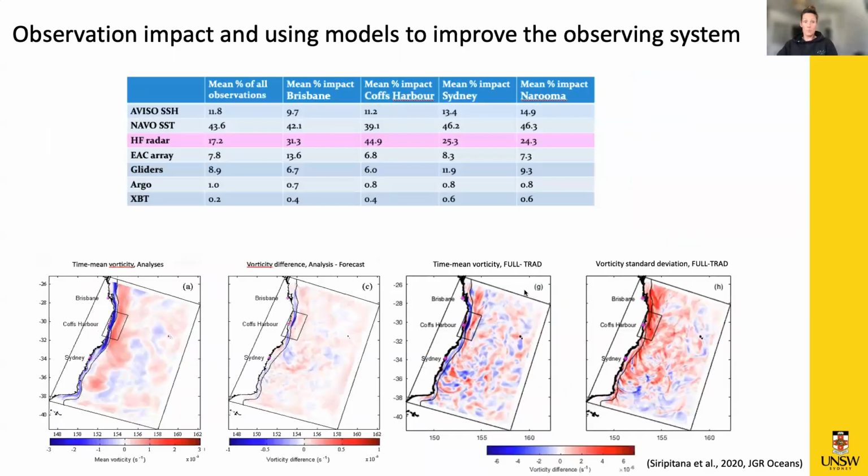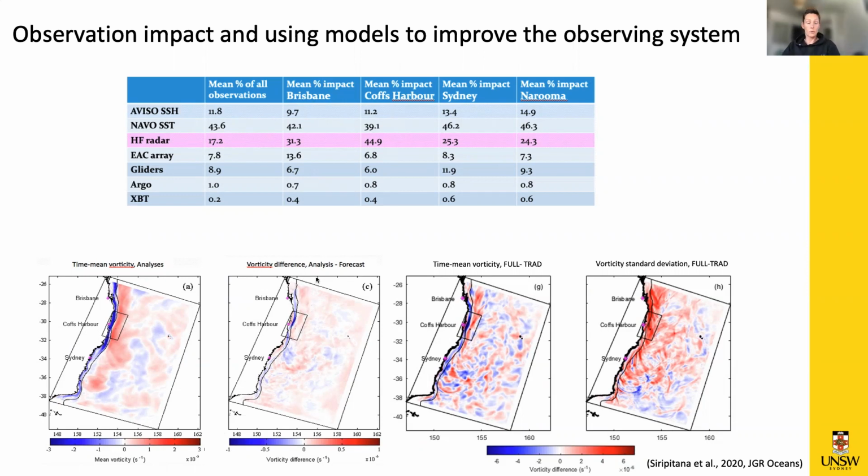If we average the observation impact over the 2-year period for which the assimilation was run, we can see that the impact of the HF radar on transport through the 4 sections is disproportionately large compared to the number of observations. The HF radar observations impact the vorticity inshore of the East Australian Current.